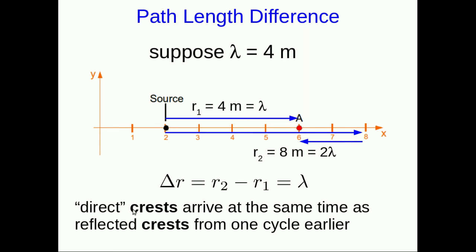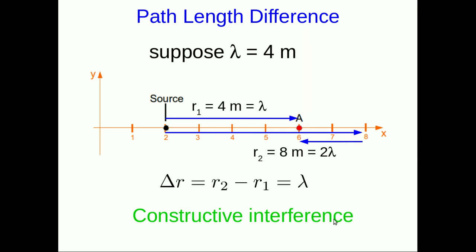So direct crests arrive at the same time as reflected crests from exactly 1 cycle earlier. And that means crests are always going to arrive at the same time as crests. Direct crests arrive at the same time as reflected crests, and we could make the same argument for troughs. So that's constructive interference and tells us that this is an antinode.